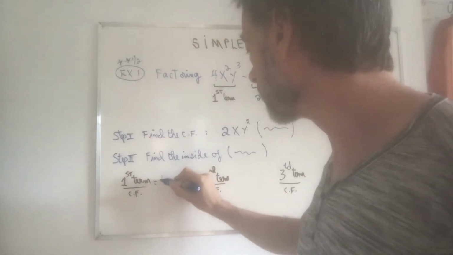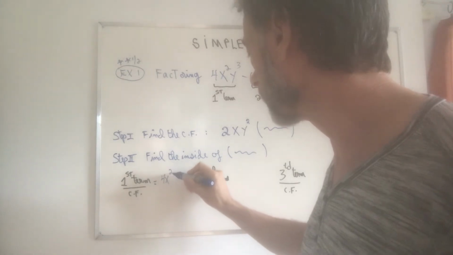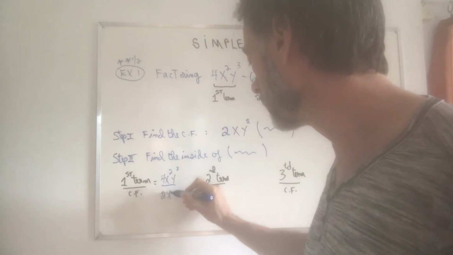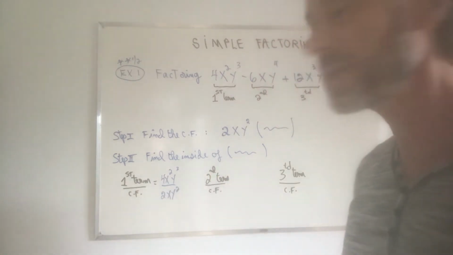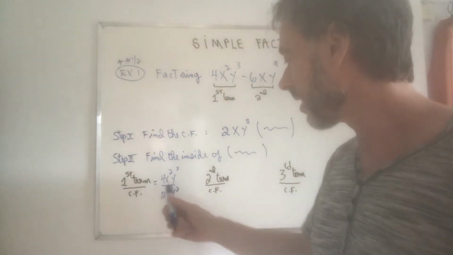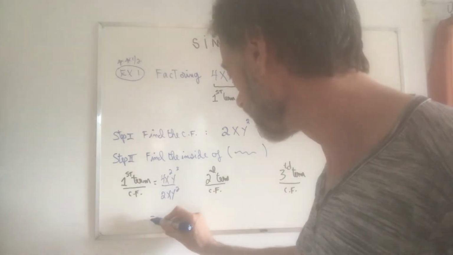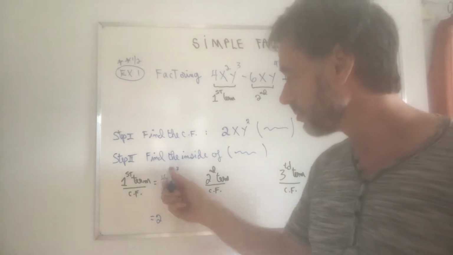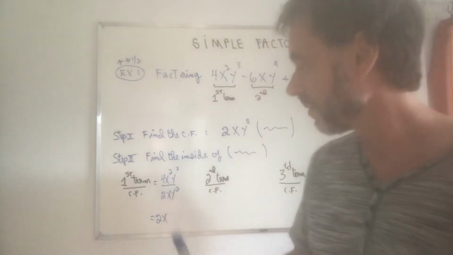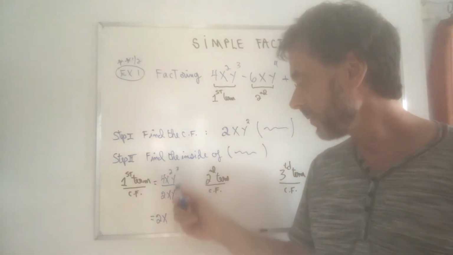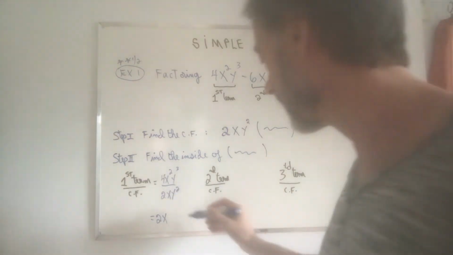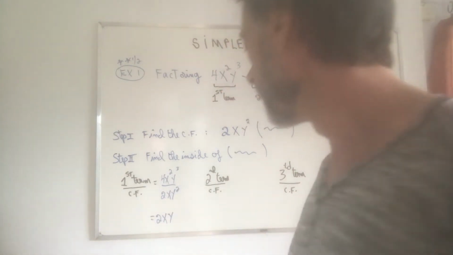D'accord. First term, 4x squared y3 divided by my common term, which we have already identified in step 1 as 2xy squared. 4 divided by 2. x2 divided by x1. Rules of exponent, that's 2 minus 1. Yep. y3 divided by y2. Again, rules of exponent division, 3 minus 2. That's y to the 1 again. And that's that.